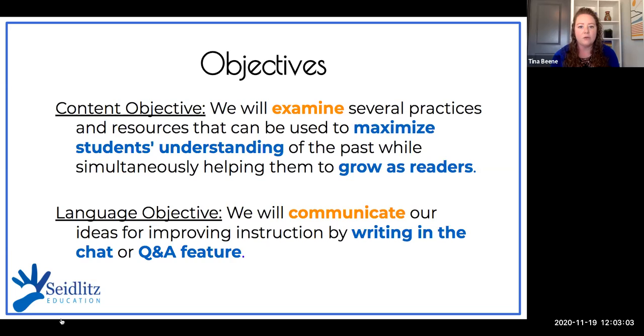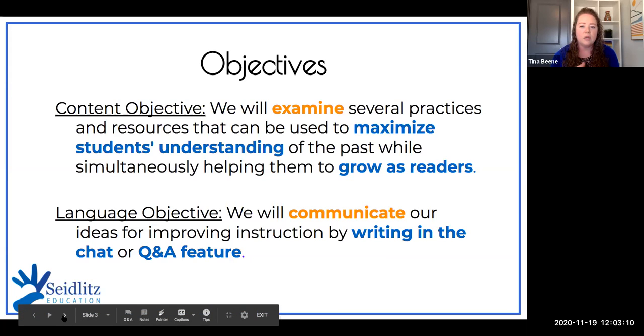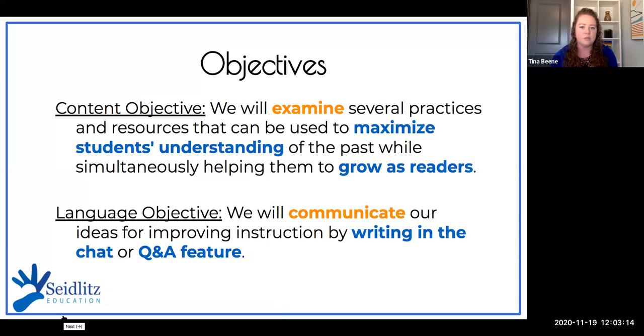We'll be communicating our understanding and our ideas for improving instruction today by using the chat or the question and answer feature. You know, in the classroom, when students are allowed to talk and sit near each other, there's this whole ecosystem of student to student communication that the teacher is not a part of. There's a whole world that happens that the educator is not involved in. And I feel like in webinars, that's kind of what the chat can be as well. So that's your opportunity to share ideas, ask questions.